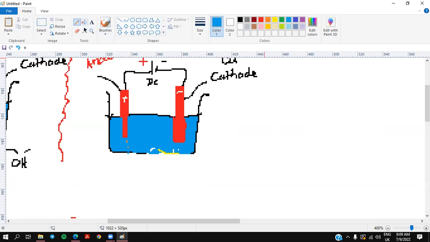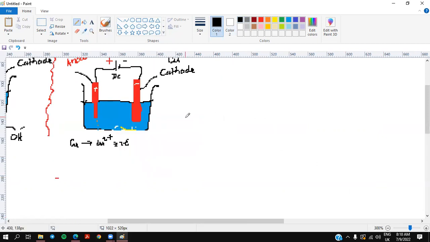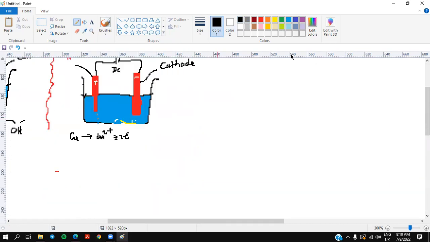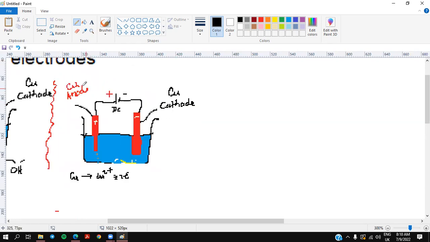That's because we have considered the reactions earlier. For the anode, copper reacts giving copper 2 plus and 2 electrons. Now the electrons which are produced at the anode, through the circuit, they go to the cathode side.